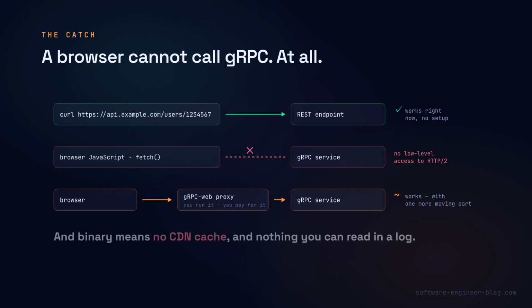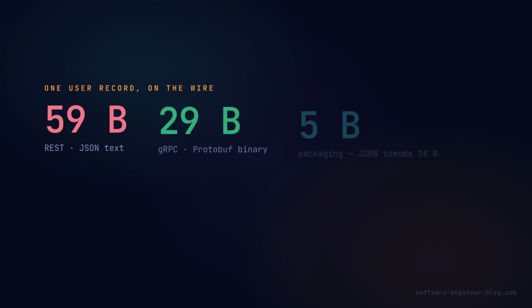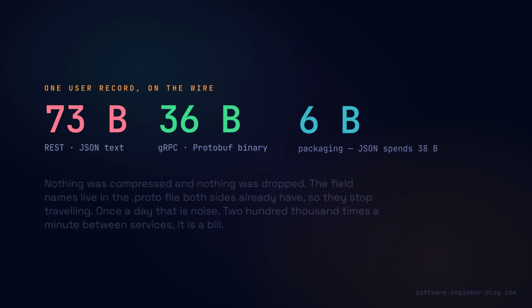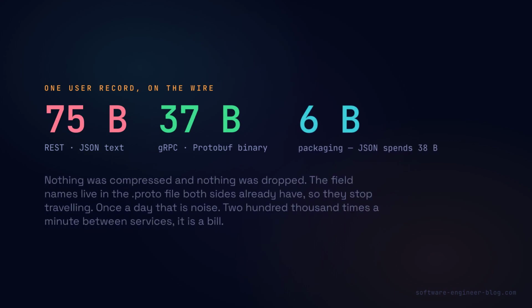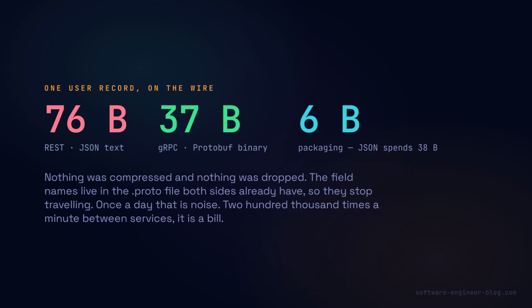And once your traffic is binary, your CDN cannot cache it, and you cannot read it in a log with your own eyes. So the honest scoreboard reads like this: roughly half the bytes, types checked at build time, and streaming for free, set against a thing that every client on Earth already understands. And notice, nothing was compressed and nothing was dropped to get from 76 down to 37. The field names just stopped traveling. If you send that message once a day, this is noise. If your services send it 200,000 times a minute to each other, it is a bill.